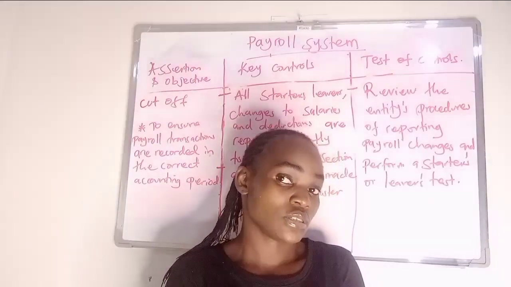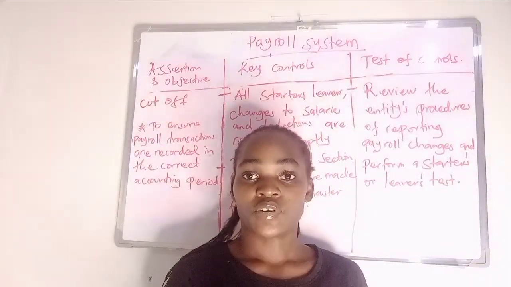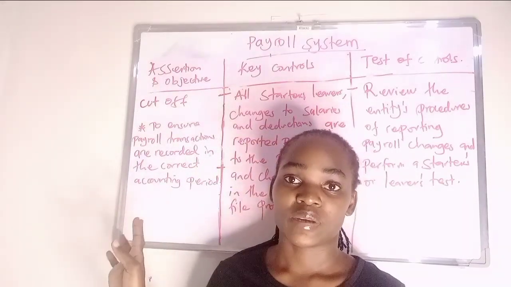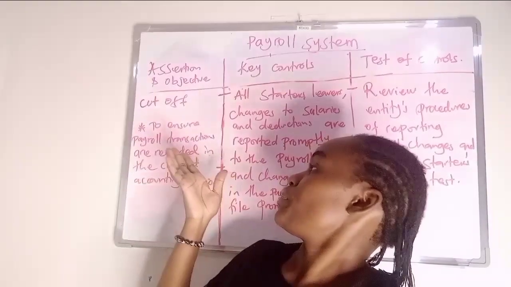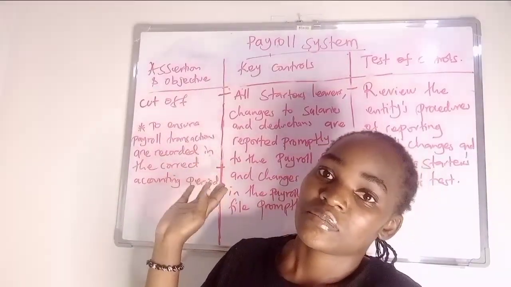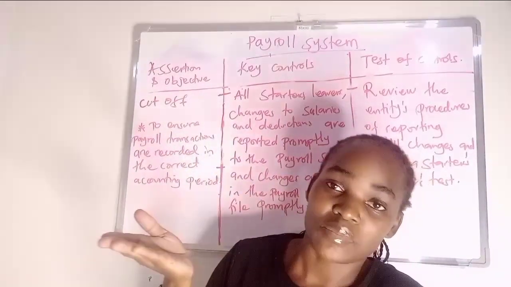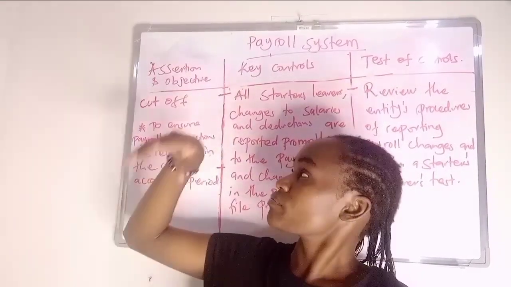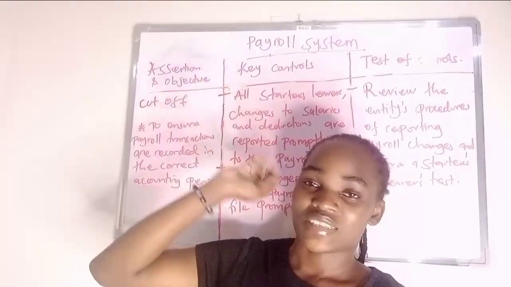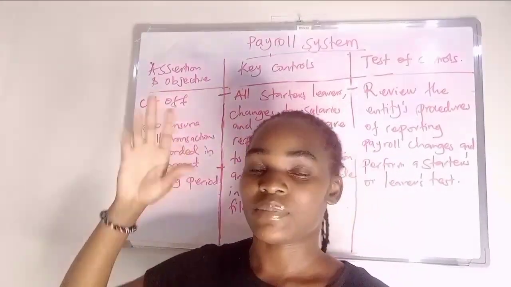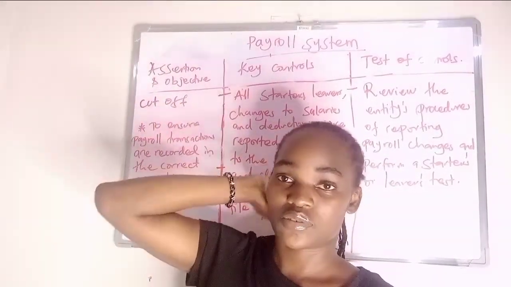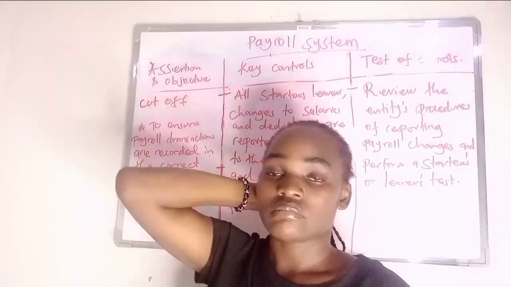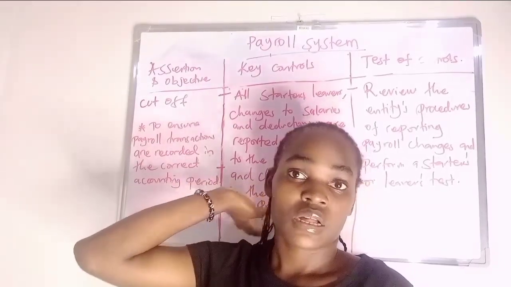In case of any question, please ask. For classification, the objective is to make sure that the payroll transactions are classified properly into accounts. The objective, the control, and the test of controls are the same as for the sales and then purchases system. So that is it.